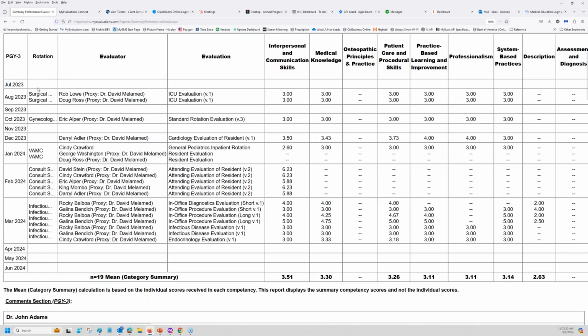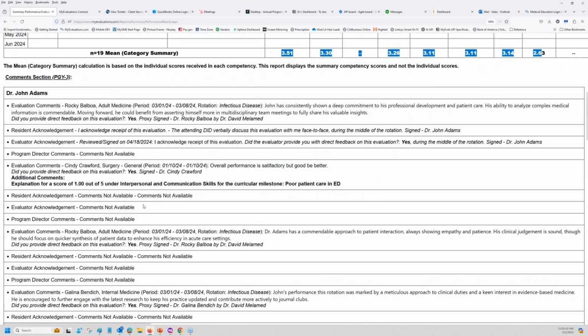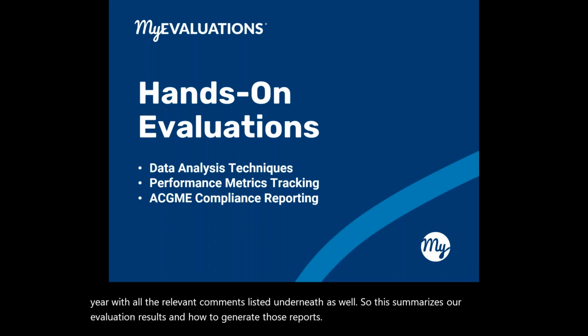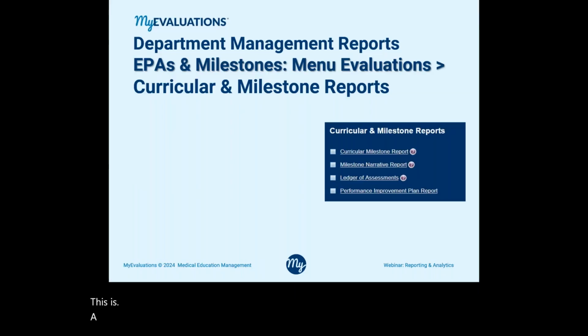within the academic year for each rotation, the evaluator, the evaluation, and the score the resident received by competency. So it gives you a very big picture by rotation of how the resident is performing and overall how they're performing for that particular academic year, with all the relevant comments listed underneath as well. So this summarizes our evaluation results and how to generate those reports. This is probably the most comprehensive area where you're generating reports that you should be familiar with.